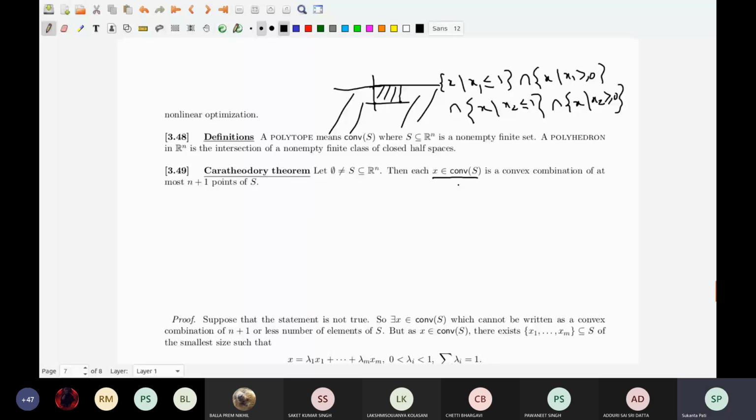So now how many points would I require if I want to express this x as a convex combination of points of S? Carathéodory theorem says you can always write this x as a convex combination by choosing at most n+1 points from S. There exist some n+1 points in S such that x is a convex combination of those n+1 points. That's what Carathéodory theorem says. Okay, so the proof is given here.